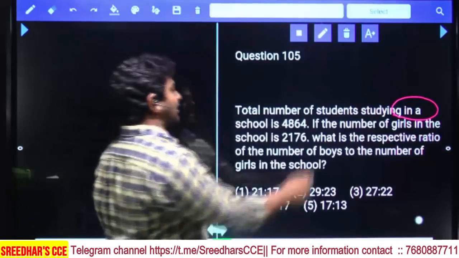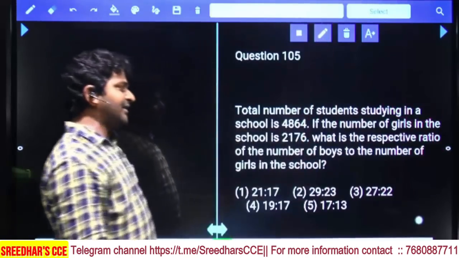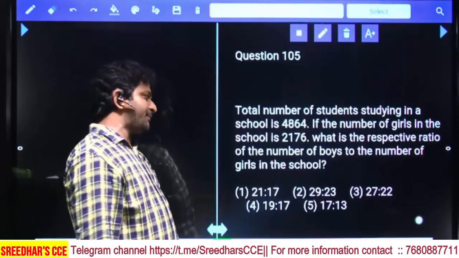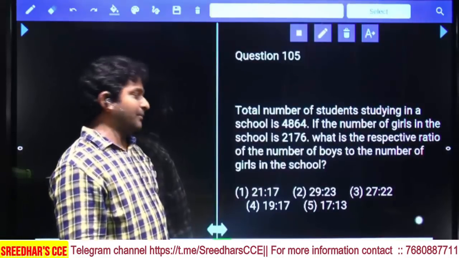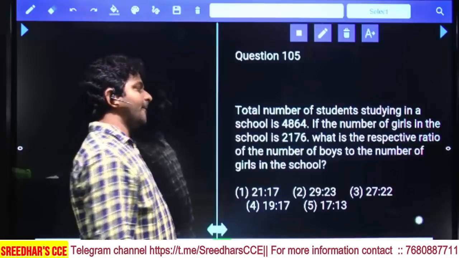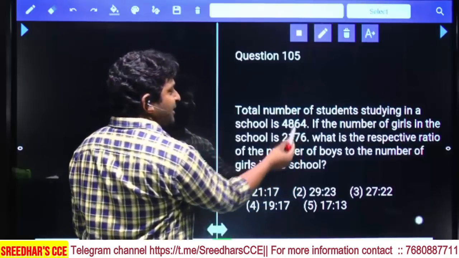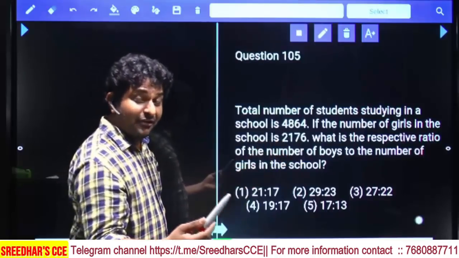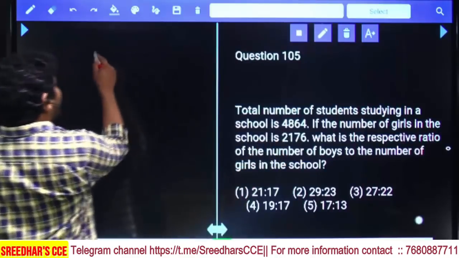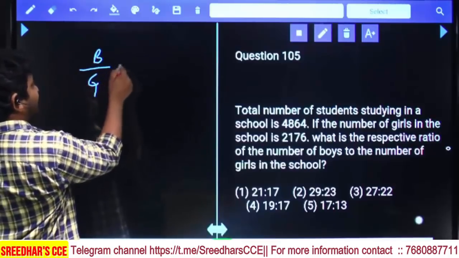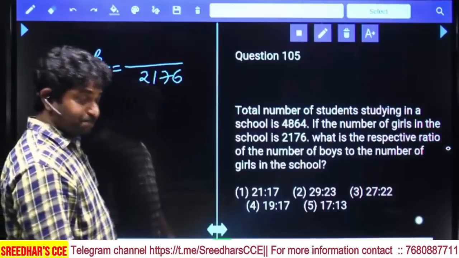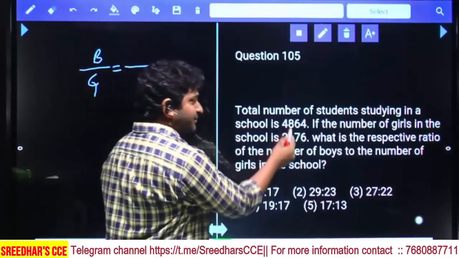Total number of students studying in a school is 4,864. If the number of girls in the school is 2176, what is the respective ratio of number of boys to the number of girls in the school? Right. Now, difference between total and then girls will give you number of boys. So number of boys and then number of girls. You already know that girls are 2176. Keep it aside. Now, difference between these two numbers.